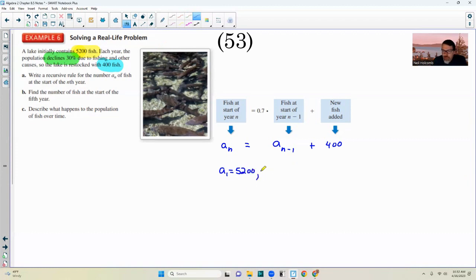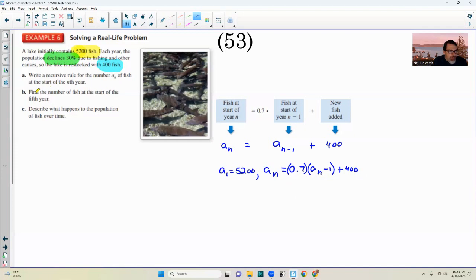So a sub 1 is 5,200 and a sub n equals 0.7 times a sub n minus 1 plus 400. I could put parentheses here too, it doesn't matter. So there's our rule. A sub n is 0.7 times a sub n minus 1 plus 400.